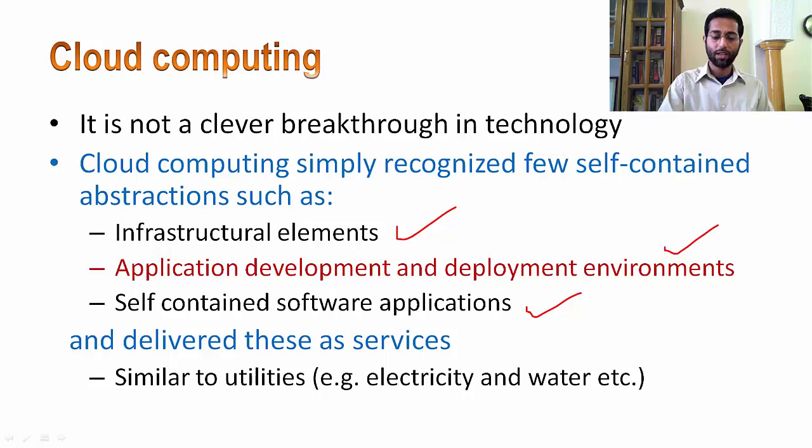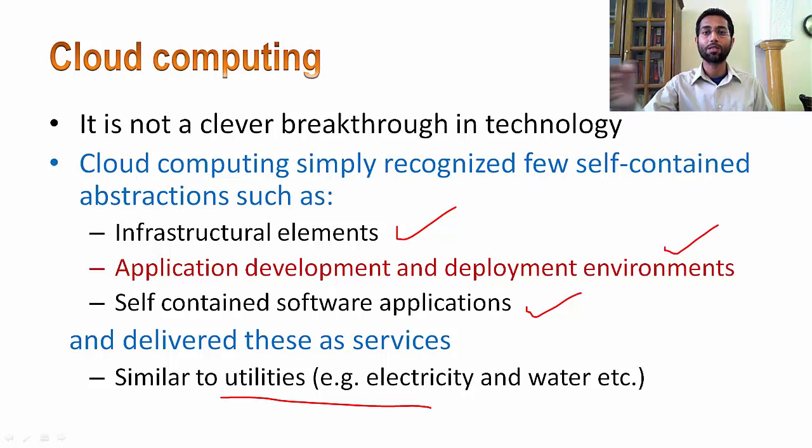So pretty much like a utility such as electricity and water that we subscribe to for a regular recurring fee, rather than setting up the entire electricity generation plant and distribution system on our own, we simply subscribe to the service. In a similar manner, we subscribe to a specific service from a cloud vendor. They provide us infrastructure, or a platform, or the software itself.